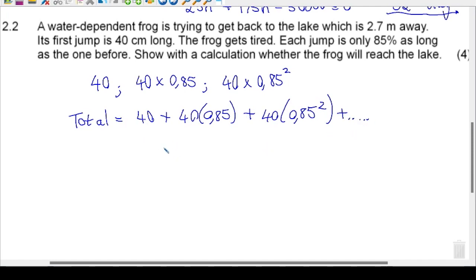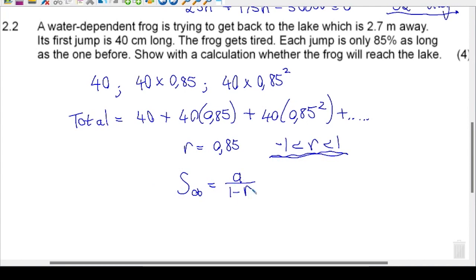Now we know what a is, but we also see that r is 0.85. That's what we are multiplying by to get from one term to the next. If we take any two terms and divide the term by the term before it, we get 0.85. That's our common ratio. Now that common ratio lies between -1 and 1, which is the condition for what we call convergence. Convergence happens when our sum approaches a fixed number no matter how many terms we add up. So we get a limit that occurs.